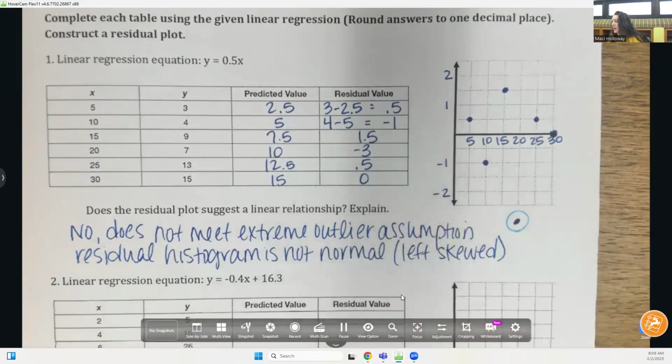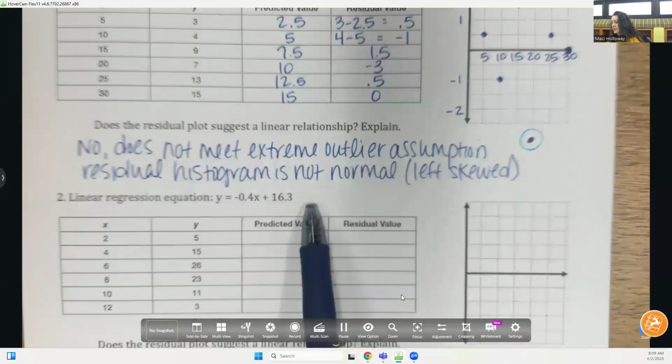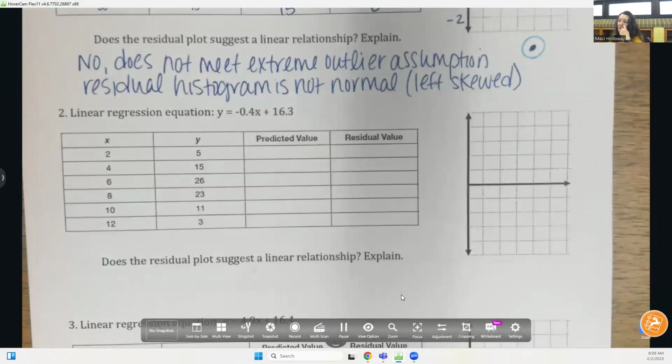All right, so now it's your turn. If you want to use Desmos and plug these into your calculator, you have 2 more to try on your own. Go ahead and try these, check them with me at my desk, and then you can move on to Delta Math.